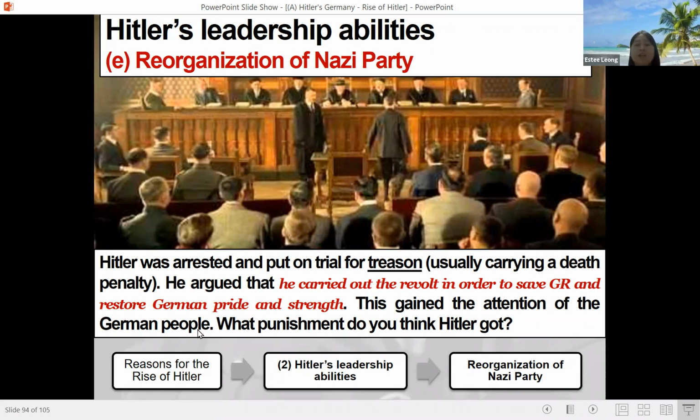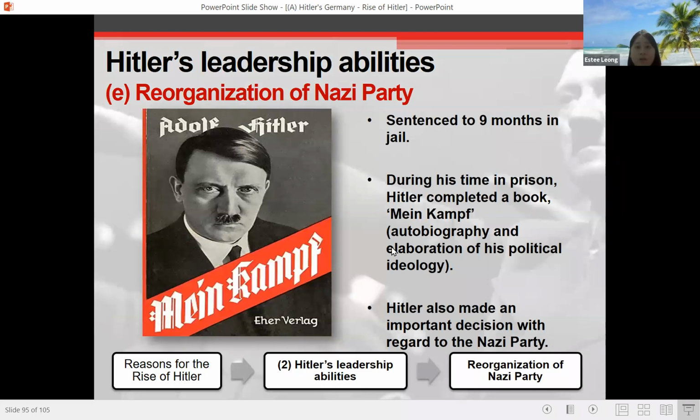So this gained the attention of German people. And remember, he's very convincing as a speaker. In the end, he was given jail, and during that jail term he wrote Mein Kampf. It became an opportunity for him to reflect on how he could better enable the Nazi Party to gain power. And what happened next? Yes, he completed a book, Mein Kampf, like his autobiography, which also served as his political ideology.